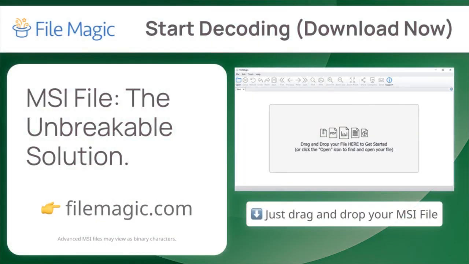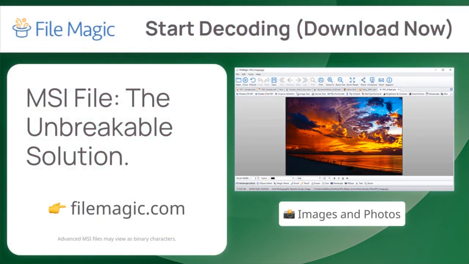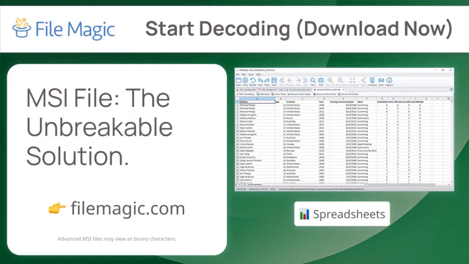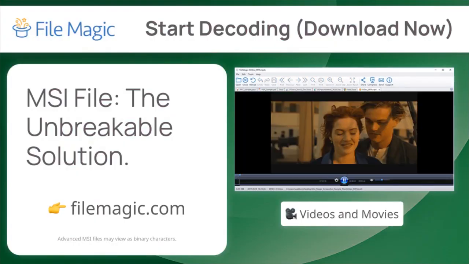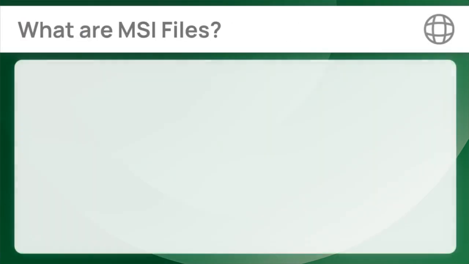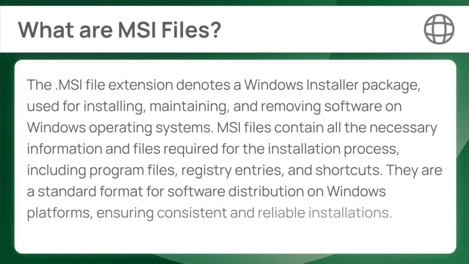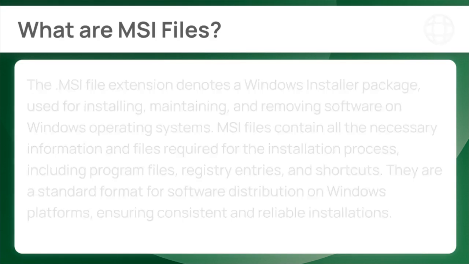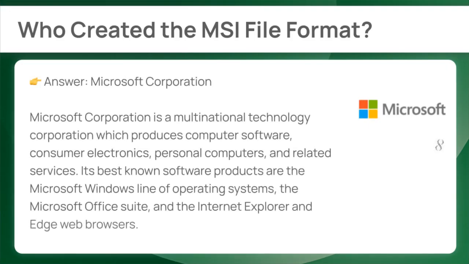Just so you know, the key to the final solution is understanding how to leverage a dedicated high-value MSI file inspection utility that offers versatile support for countless formats. The MSI file extension denotes a Windows installer package used for installing, maintaining, and removing software on Windows operating systems. MSI files contain all the necessary information and files required for the installation process, including program files, registry entries, and shortcuts. They are a standard format for software distribution on Windows platforms, ensuring consistent and reliable installations.